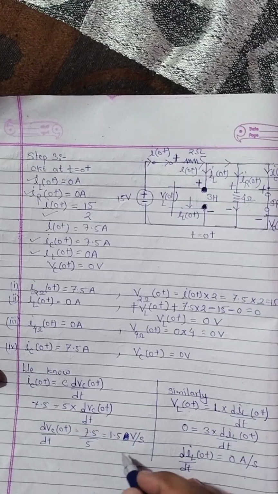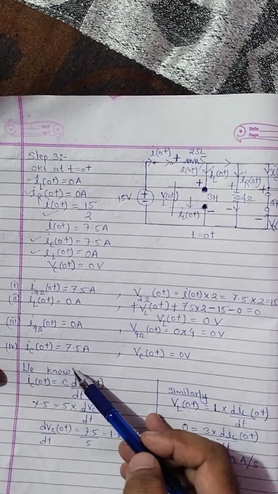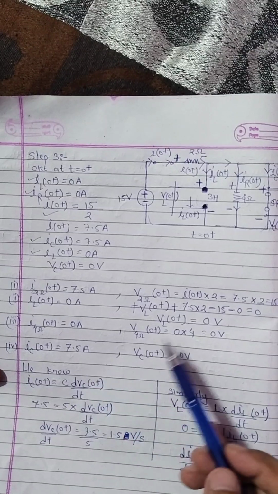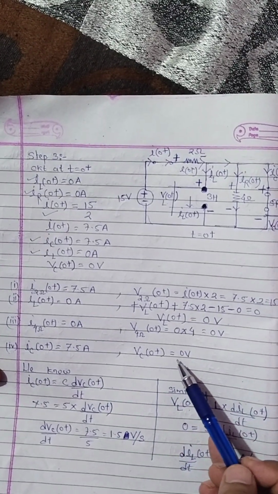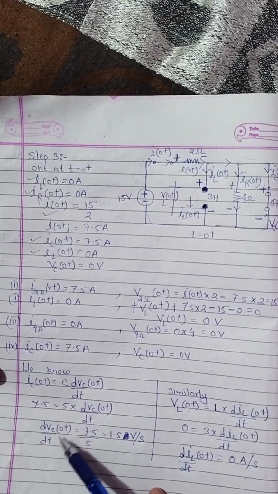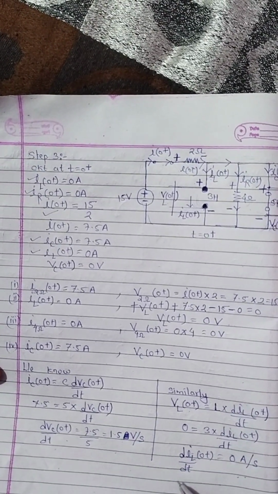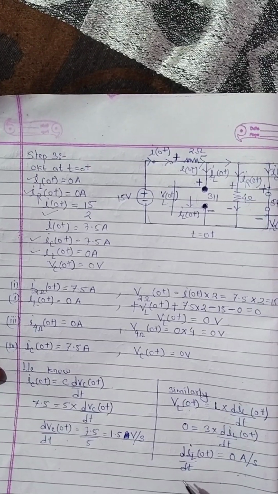So finally we have calculated the current through all circuit elements and the voltage across each element, and we have also calculated dVc upon dt 0 plus and dIL upon dt 0 plus.